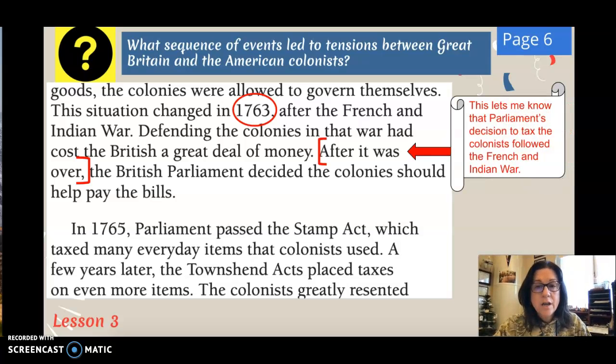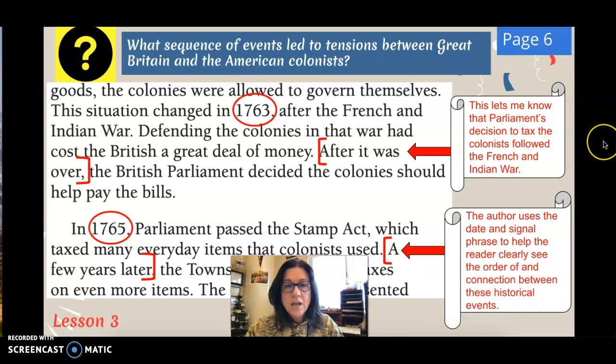Okay, this part here lets me know that Parliament's decision to tax the colonists followed the French and Indian War, because it says right here, 1763 after the French and Indian War. And then again, after it was over, Parliament decided to tax the colonists. I also circled 1765. And I put brackets around a few years later. That's your context clue to figure out, oh, here we go, we're in chronological order.